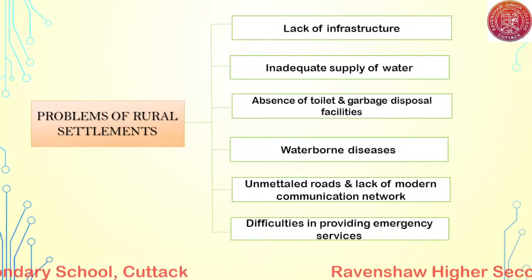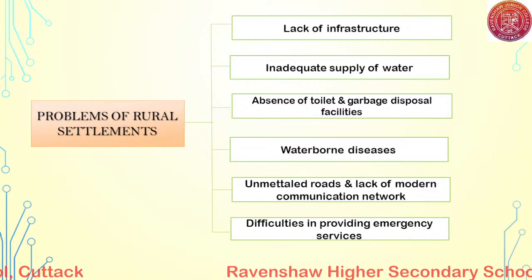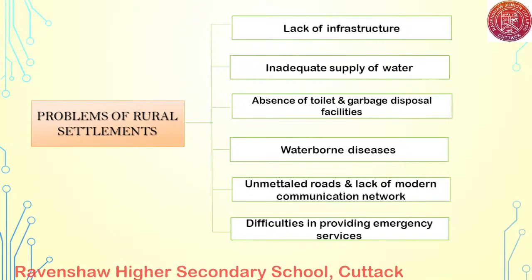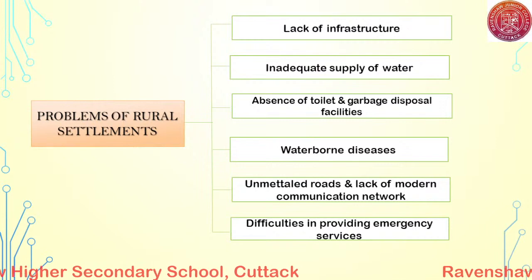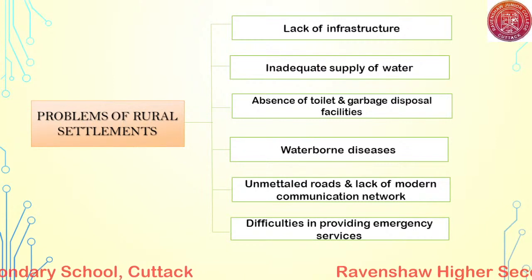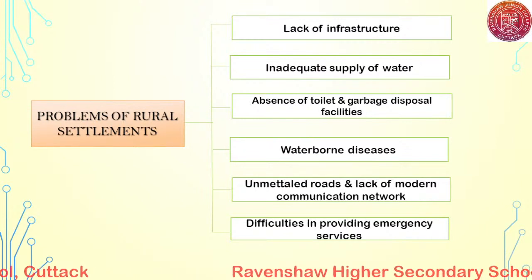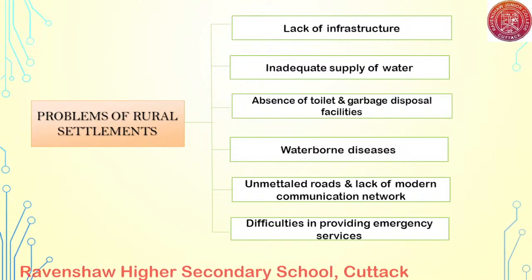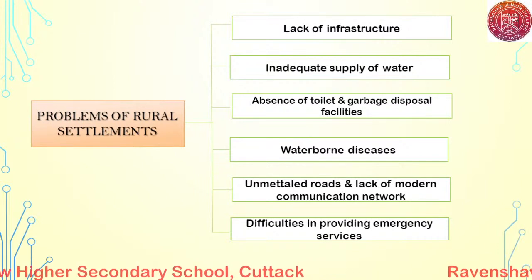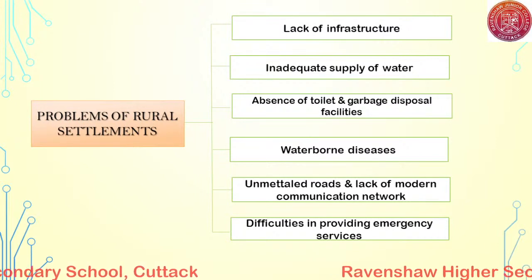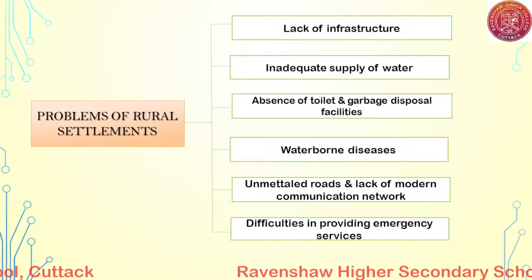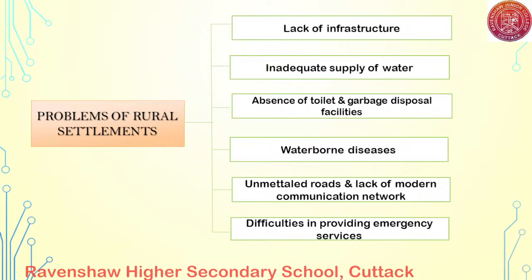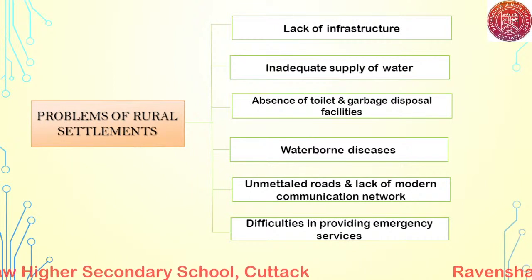Then another problem is inadequate supply of water. That is, safe drinking water, potable water, is not sufficiently available in rural settlement areas. It is one of the problems. Another problem is the absence of garbage disposal facilities. That means different garbage is not properly disposed of in the rural areas. That is one of the problems of rural settlement.